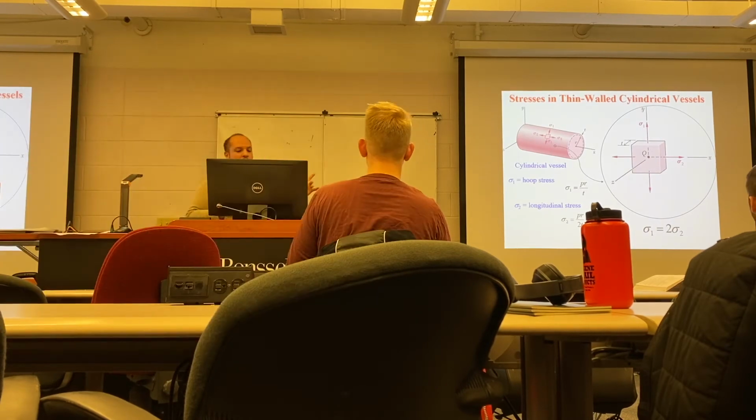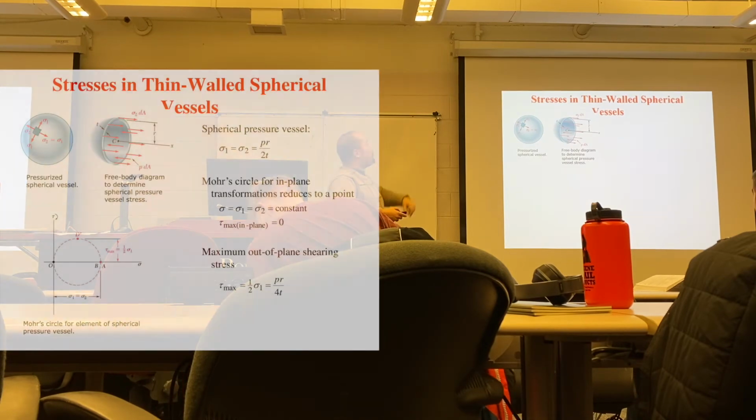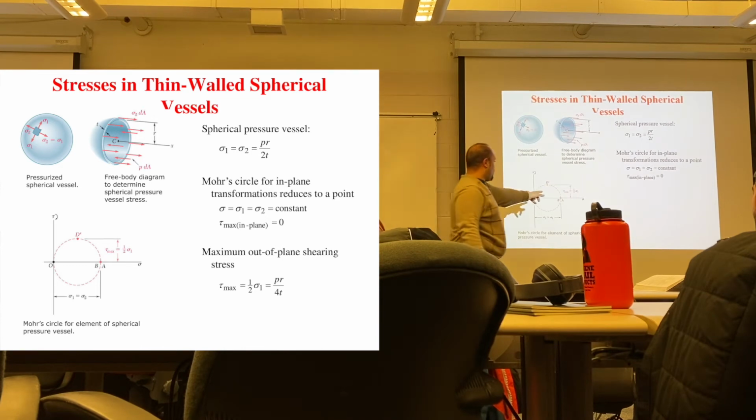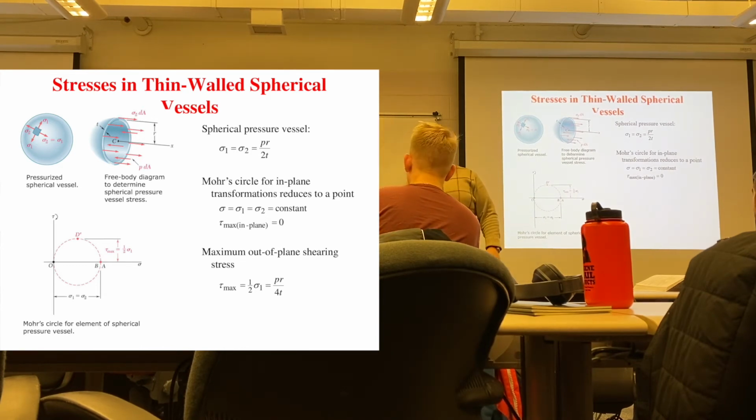So if you are dealing with a spherical vessel, there is no sigma 1. It's all longitudinal stress. So sigma 1 equals sigma 2 equals PR over 2T. And in plane, your circle is this red dot. So the only source for shear is out of plane shear stress, which is equal to sigma 2 over 2, or PR over 4T. Any issues?